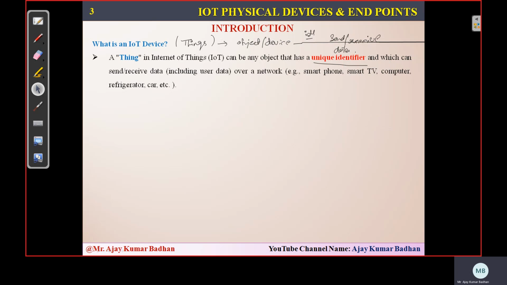Now, how this thing can send or receive the data depends. It can either transmit the data to the nearby surroundings, or it may transmit the data to the cloud. So it may transmit the data to nearby devices, or whatever data it is gathering, it will store that information in the cloud. Based on this, if we are storing the information in the cloud, we can perform analysis of the data, and based on that we can perform different operations with respect to that data.